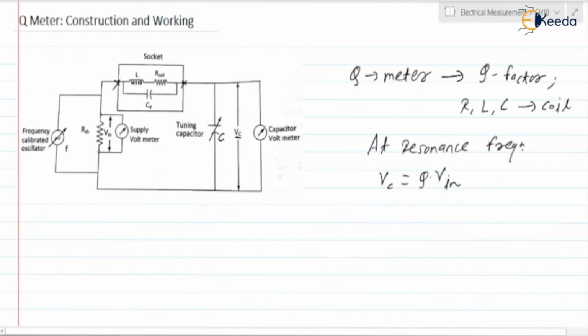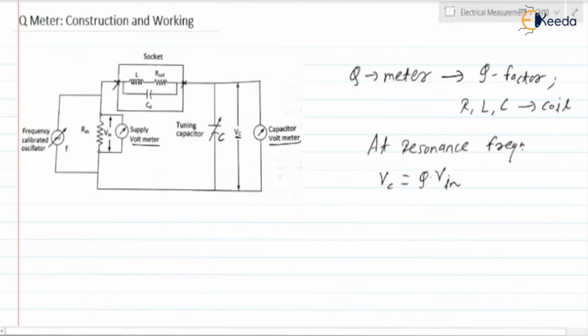Okay, so now we are going to discuss how it operates. For carrying out the measurement, the unknown coil here we are going to connect. The circuit is tuned either by varying the frequency of the oscillator or by varying the capacitor. Next, readings of the voltage across shunt resistance RSH as well as voltage across the capacitor, meaning we need to take the readings of these two voltmeters.